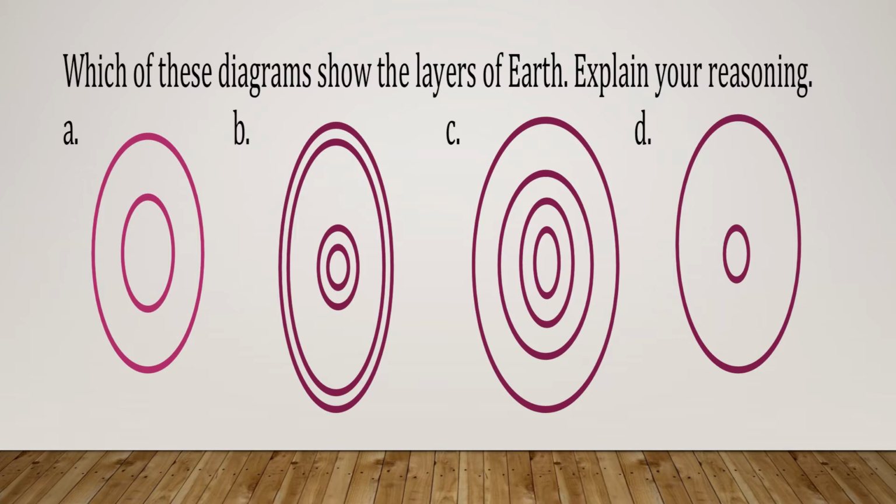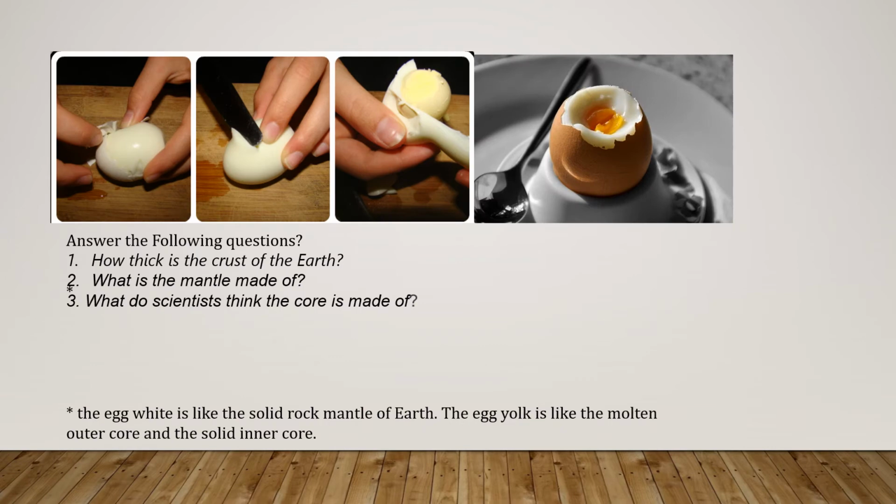Now, which of these diagrams show the layers of Earth? Explain your reasoning. If you choose A, B, C, or D, then try to explain why you chose that diagram. Now, as you can see, we have here the picture of a hard-boiled egg. This can also be used as a model that represents the Earth's layers.